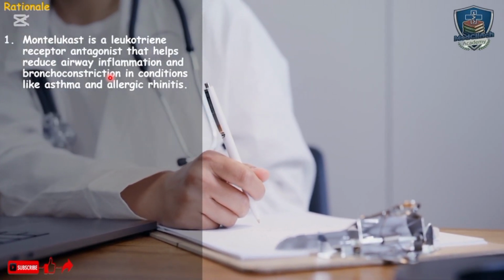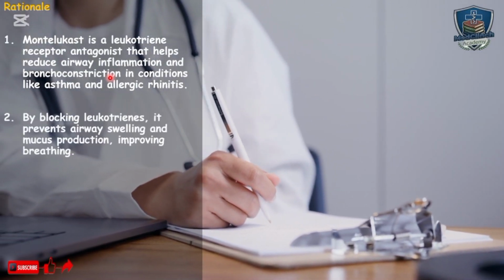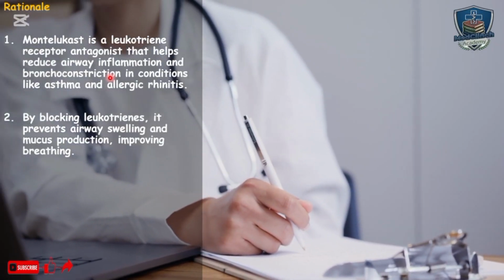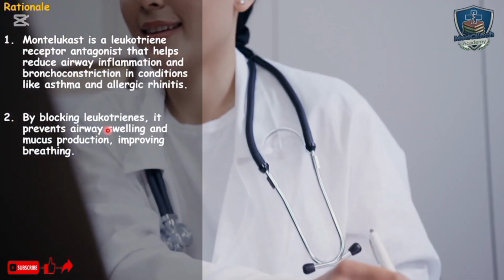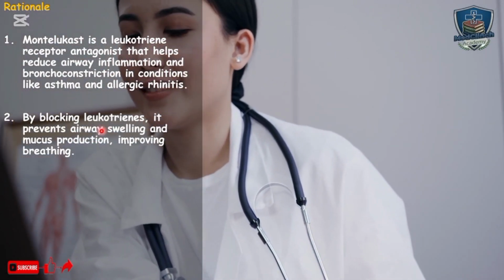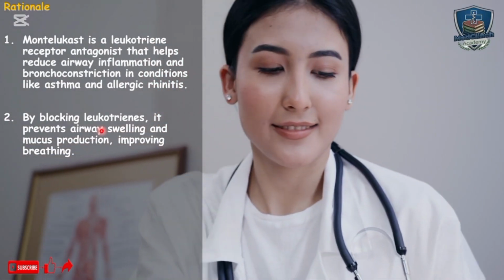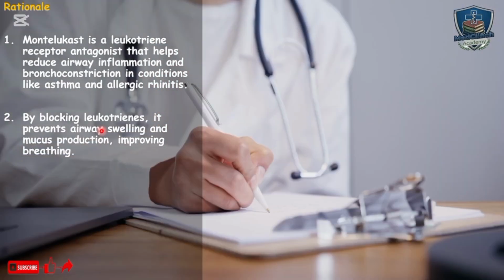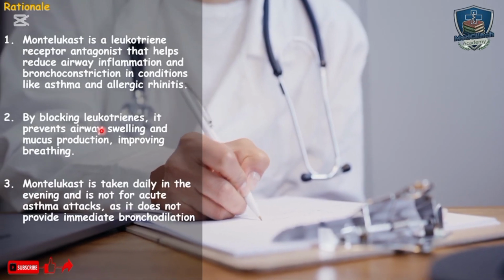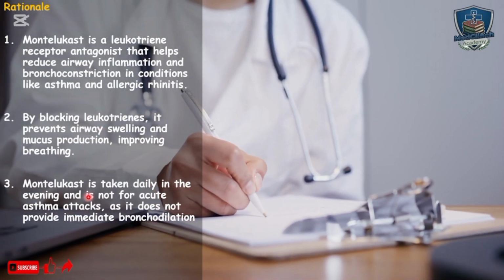So from this question, you just have to know and understand how montelukast works. We know that it works by blocking leukotrienes, and by doing this it prevents airway swelling, and it also helps in minimizing mucus production, and by doing that it will improve breathing. So you have to know the common dosage of montelukast.